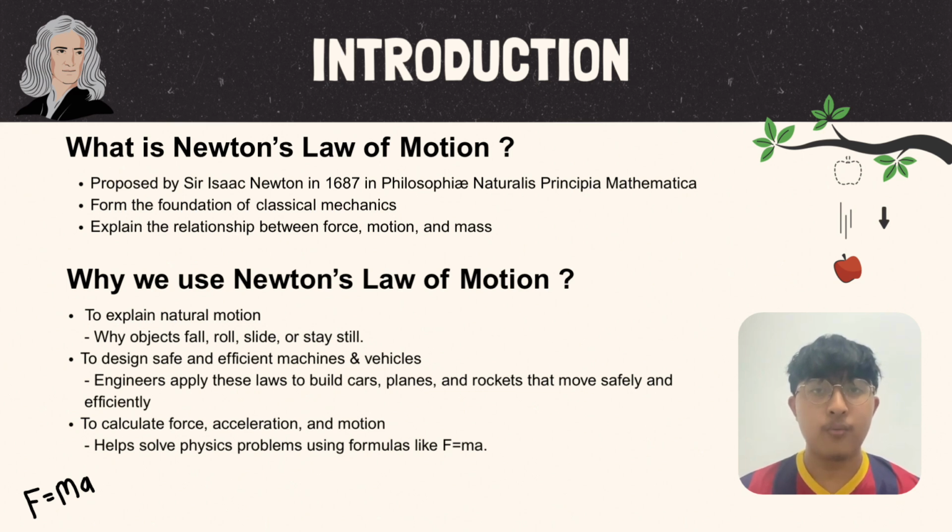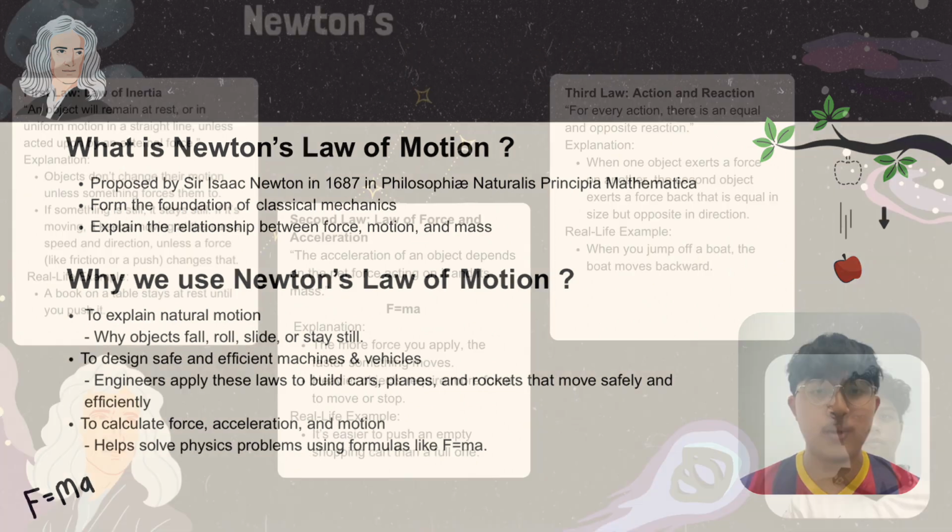So, why do we still use these laws today? First, to explain natural motion, like why objects fall, roll, or stay still. Second, to design machines and vehicles, engineers rely on these laws to build cars, planes, and rockets safely. And thus, to solve physics problems using formulas like F equals ma.